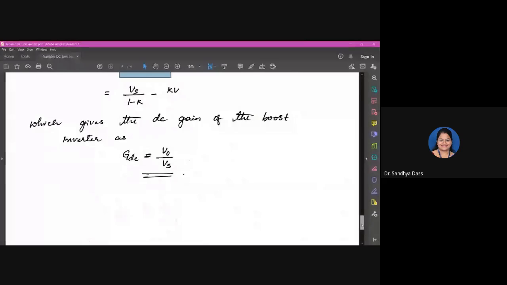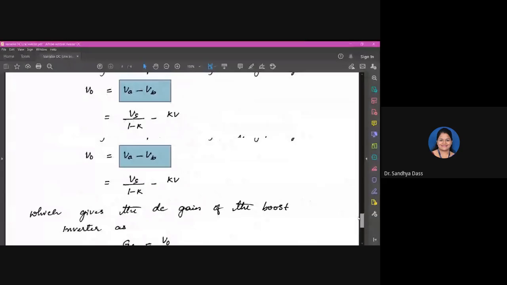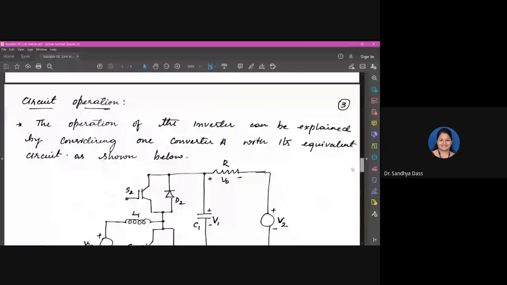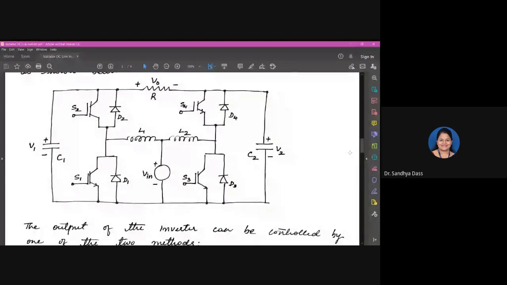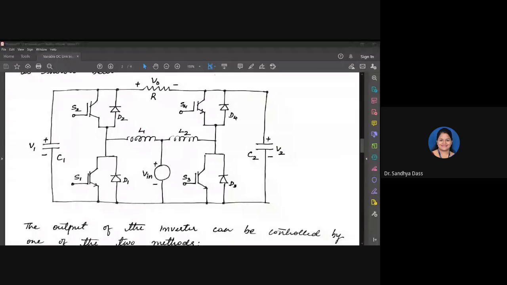Go through the circuit. If you have any clarification at any stage, we can have a discussion. Let me call upon someone to summarize the points.